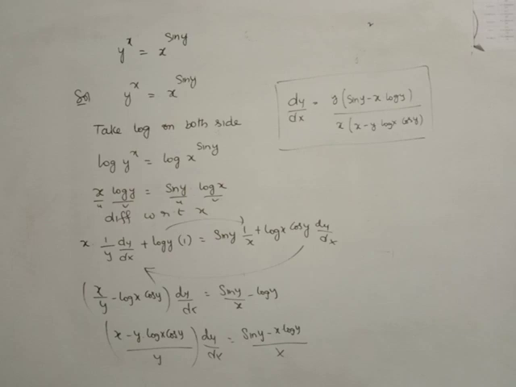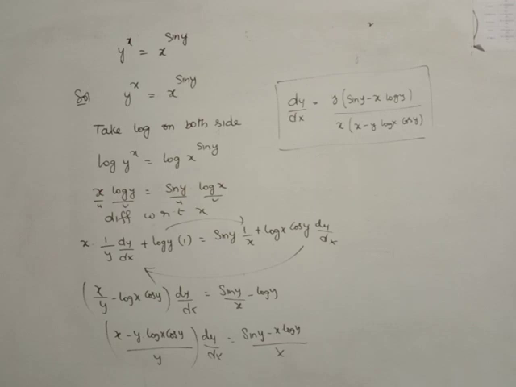Now differentiate. While differentiating, apply the uv formula. First function into derivative of second function, that means 1 by y dy by dx, plus log y into derivative of first function x, which is 1. On the RHS, sin y into derivative of log x is 1 by x, plus log x into derivative of sin y. Derivative of sin y is a composite function, because the first function is sin and the second function is y. So derivative of sin y is cos y and derivative of y is dy by dx.